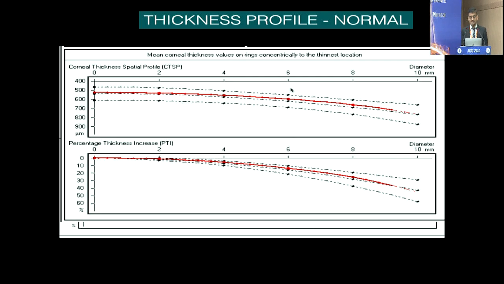So you get 3 dashed lines. The middle line is basically the normal population's value, and the superior and inferior basically show the 95% confidence interval. The red line is the patient's values. So usually it should fall between these two lines and it should follow the curve. And the percentage thickness index increase is essentially the same thing in the form of a percentage.